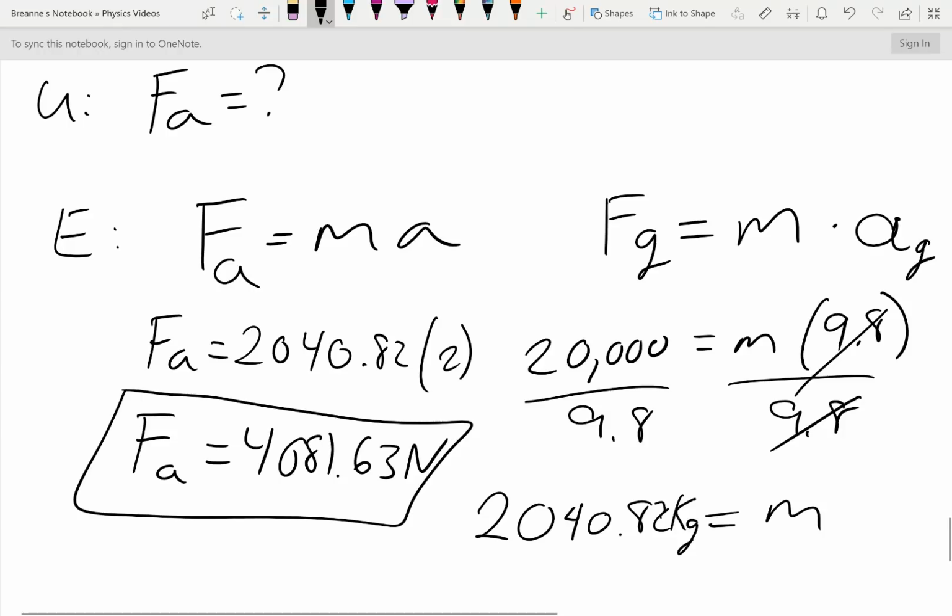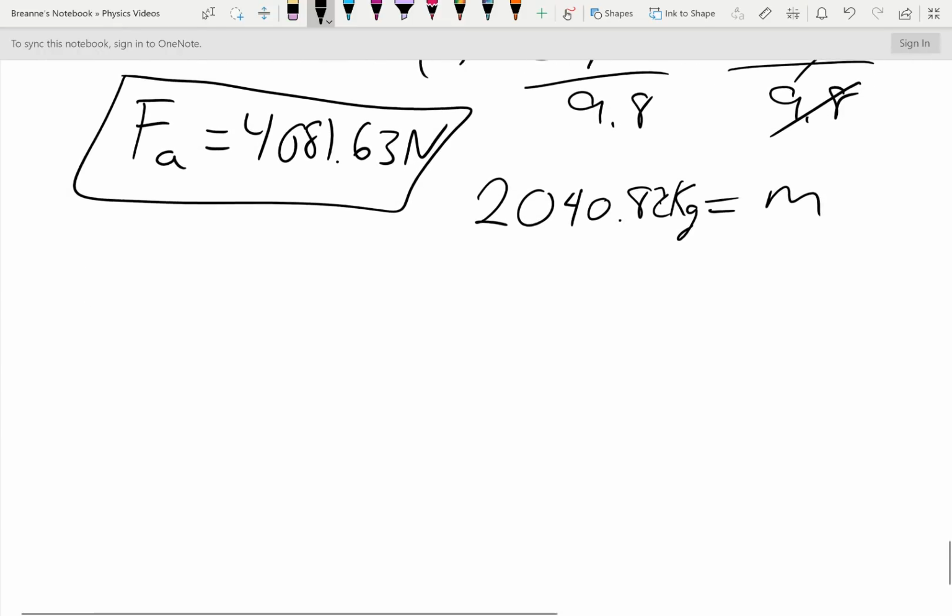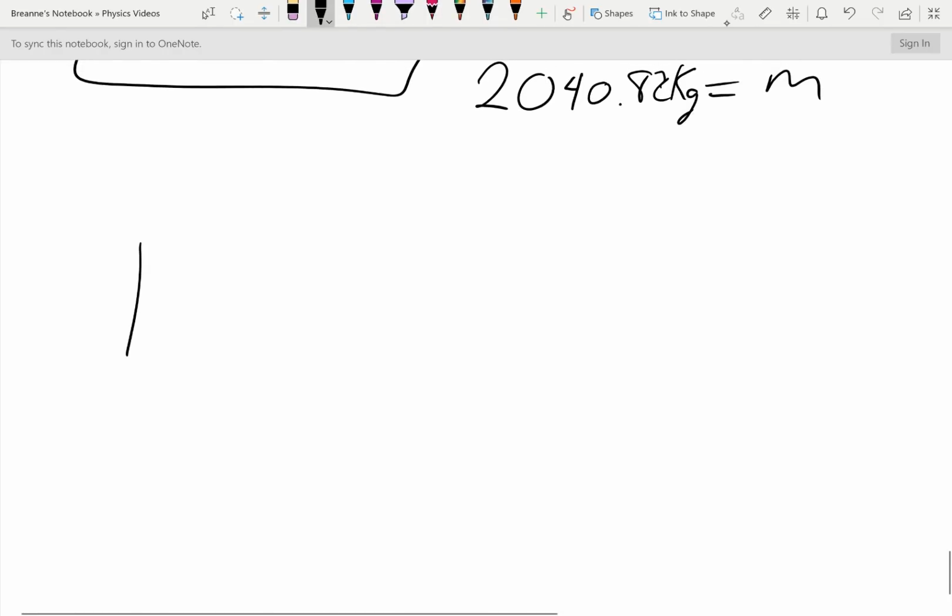So how do you calculate force of gravity? We just kind of talked about that in the last one, but your force of gravity equals your mass times your acceleration of gravity.